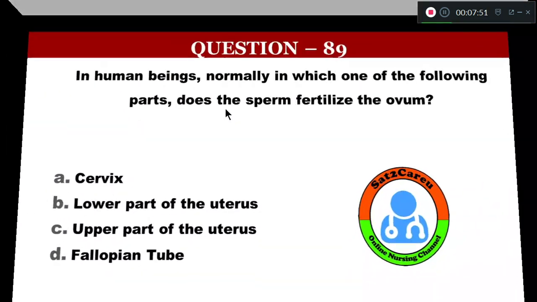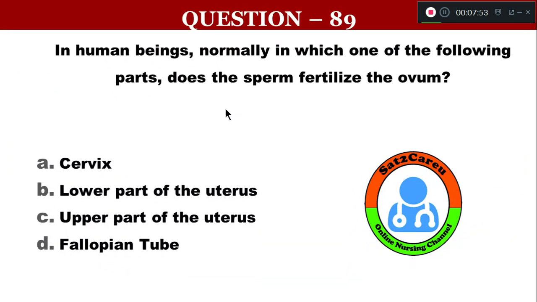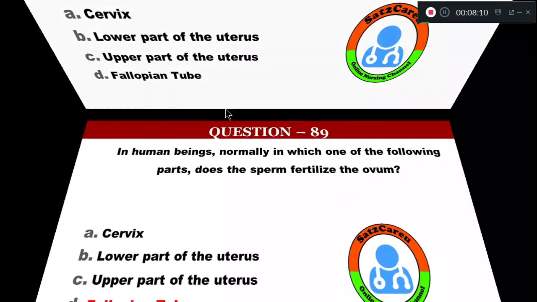Question number 89. In human beings, normally in which one of the following parts does the sperm fertilize the ovum? Option A cervix, B lower part of the uterus, C upper part of the uterus, D fallopian tube. The right answer is option D, fallopian tube.